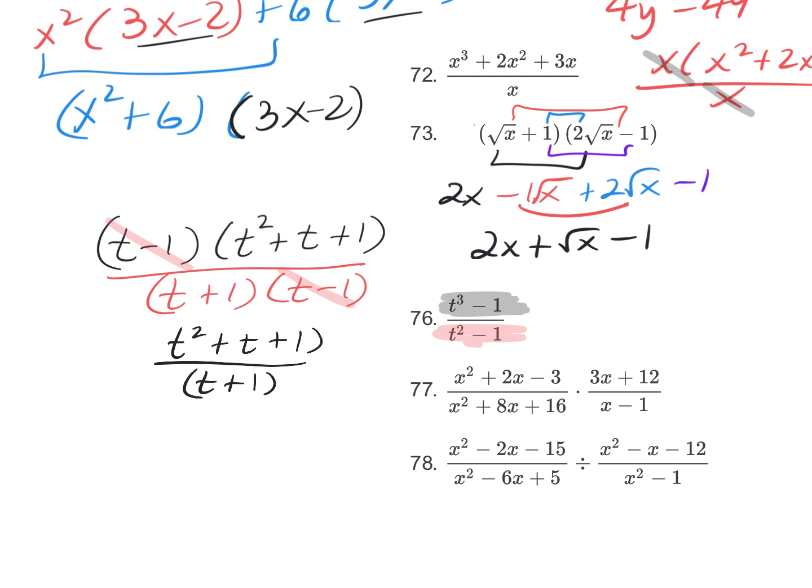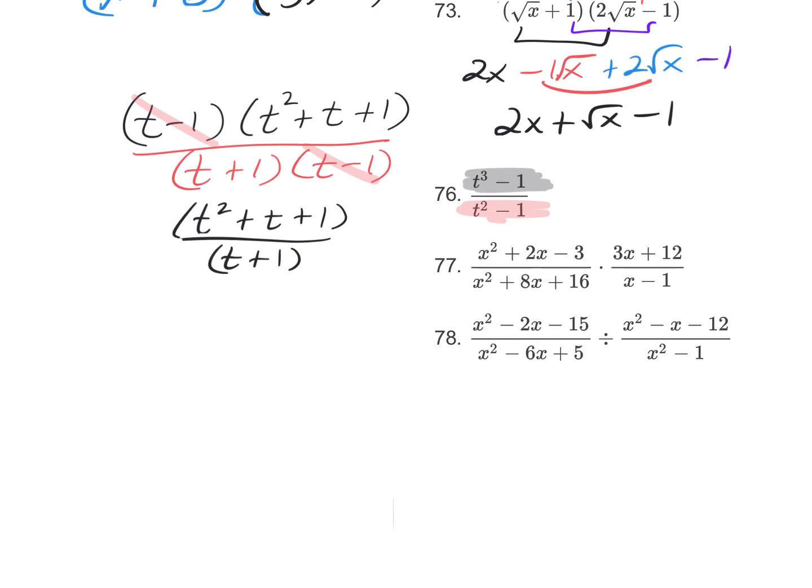Remember, these are attached, so do not try to cancel out part of that trinomial. You will get it wrong. For number 77, I'm going to factor each one of the pieces. So for number 77, I'm going to first factor in this numerator.